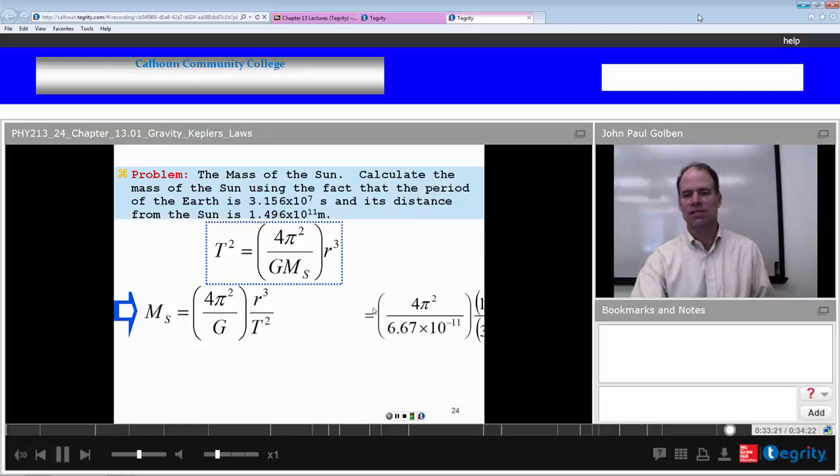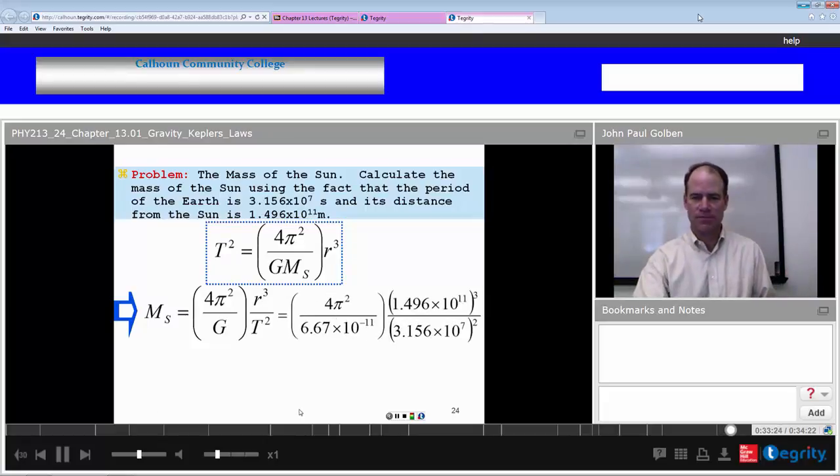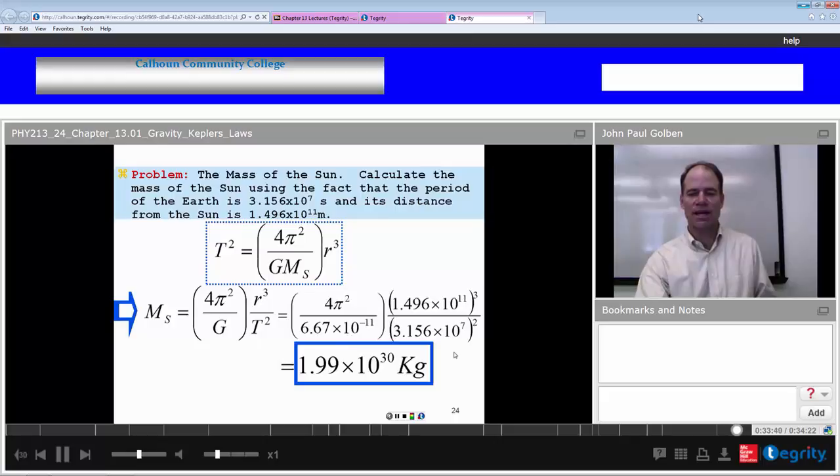The mass of the sun is 4 pi squared over G, radius cubed over T squared, in terms of seconds and meters. Put in our numbers: 4 pi squared over 6.67 times 10 to the minus 11, the radius of the Earth's orbit, 1.5 times 10 to the 11 meters, and the period of the Earth's orbit around the sun in seconds, pi times 10 to the 7 seconds. And we get the mass of the sun is approximately 2 times 10 to the 30 kilograms.